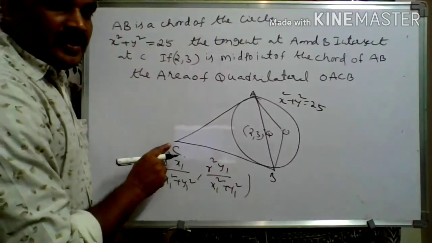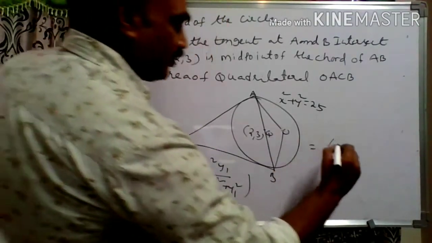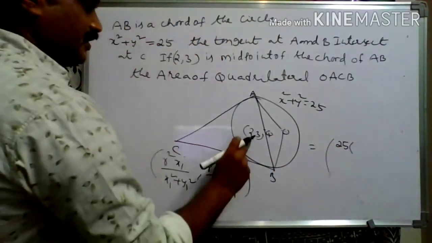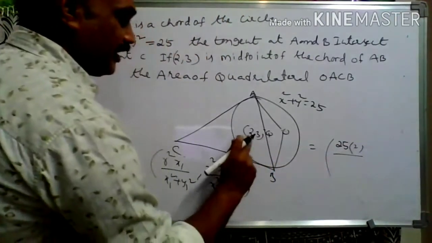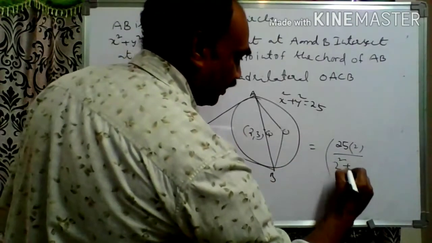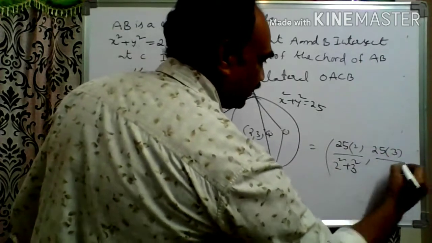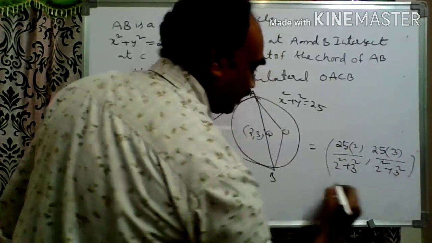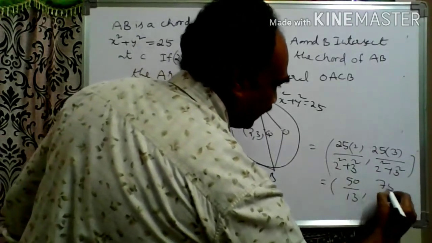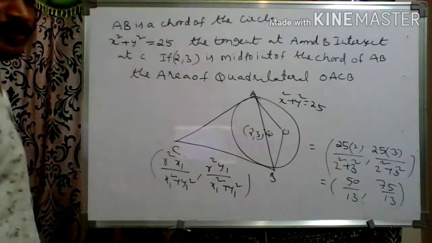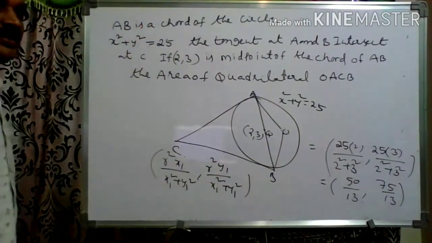Next, area is equal to R into root S11. Students, what is R square? Here R square is equal to 25. Into x1: 25 into 2 by x1 square plus y1 square, that is 2 square plus 3 square. R square into y1: y1 is 3 by x1 square plus y1 square. 25 into 2 is 50 by 9 plus 4, that is 13. And this is 75 by 13. So this is point C, students. Point C is (50/13, 75/13).